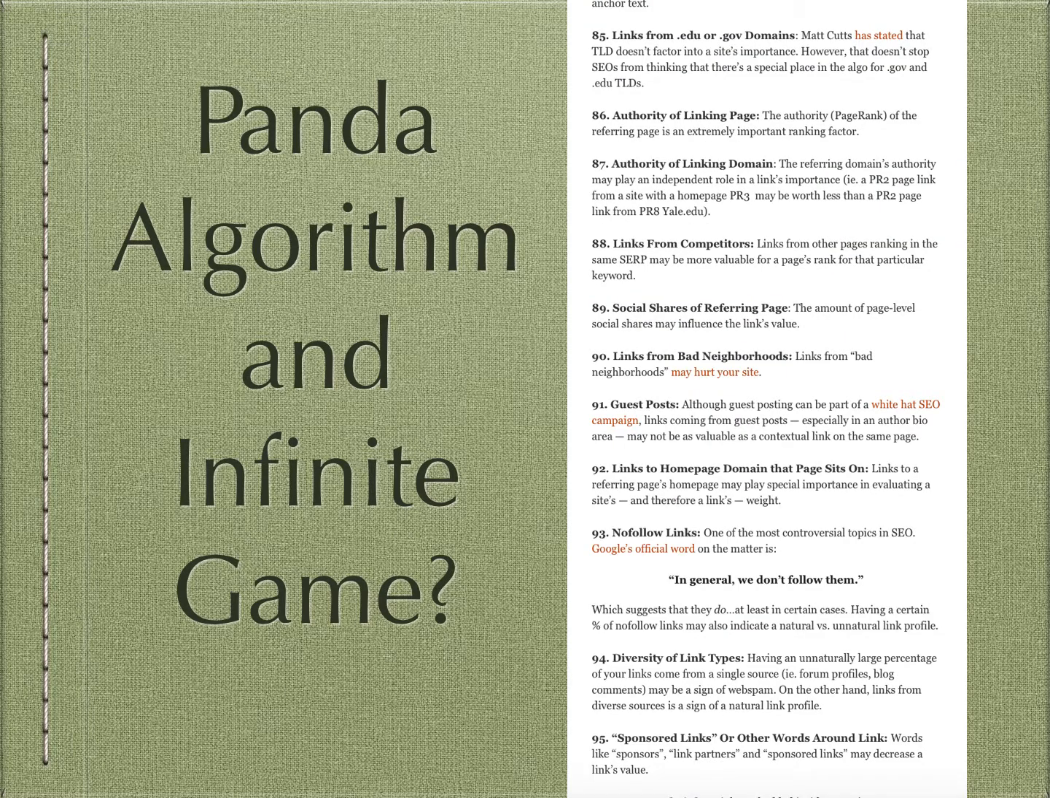Now, among factors 85 to 95, something that catches our eye includes links from competitors, links from bad neighborhoods, and also guest posts. And also links from .edu or .gov domains. I was interested in whether this part might accidentally trigger something like WikiLeaks. We don't know. So I guess there are also some robots.txt files that have been provided for the design of websites.